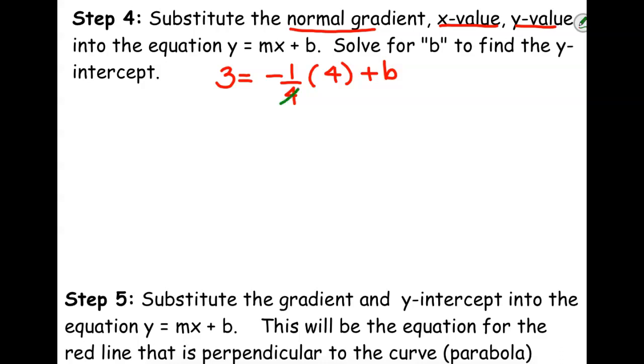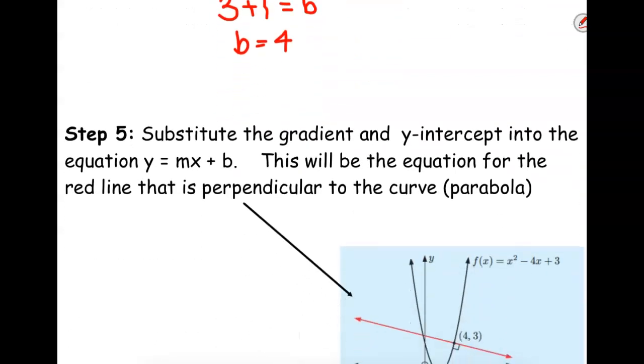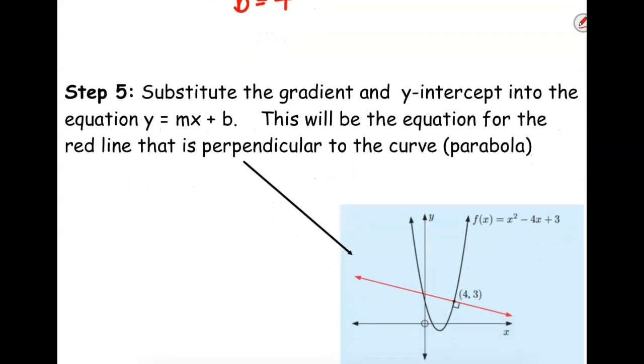Well, these 4's are going to cancel out. So we're going to be having 3 equals negative 1 plus b. We're going to add 1 to both sides. So our b value is 4. So the equation for our normal line is y equals, you substitute your slope in, negative 1/4 x, substitute your y-intercept, which you found up there, plus 4, and that's the equation.